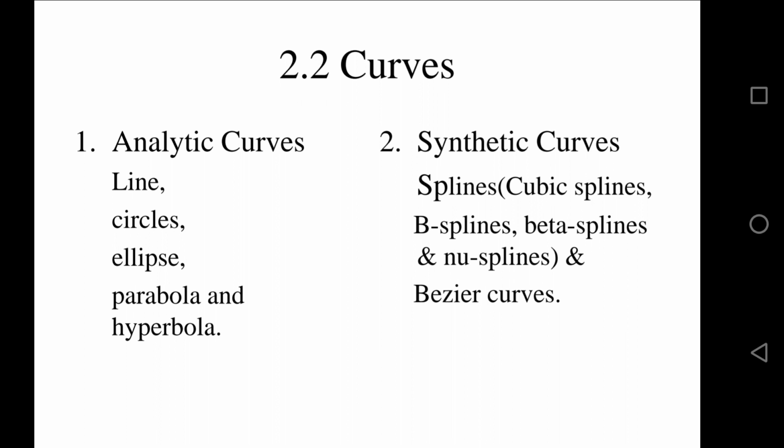So what are the different types of synthetic curves, or examples of these curves? We have simple splines and Bezier curves. In splines we have cubic splines, B-spline curves, beta splines and nu splines. You may not know what these splines are, but in the next classes you are going to learn the different properties and equations for these splines and Bezier curves.